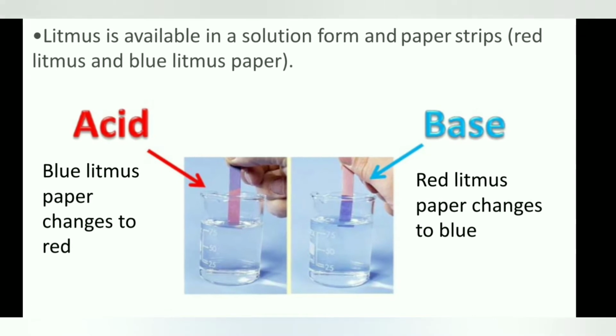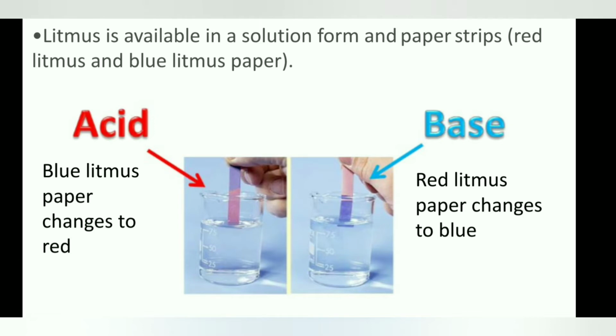These are the papers. There are two types of litmus papers, that is red litmus paper and blue litmus paper. If blue litmus paper changes to red, then we can say it is an acidic solution. If the red litmus paper changes to blue, you can say it is a basic solution.